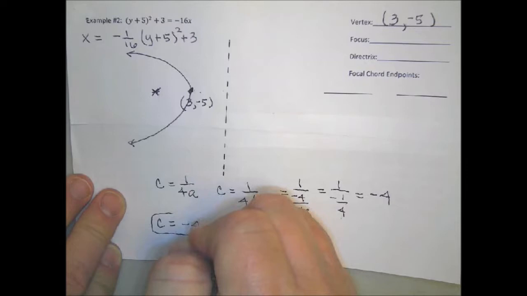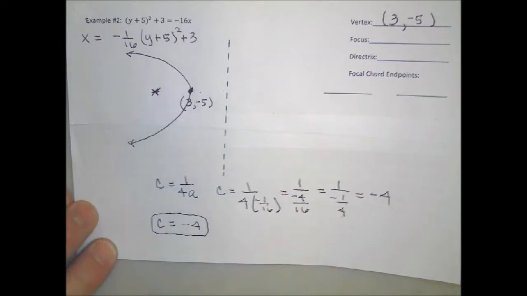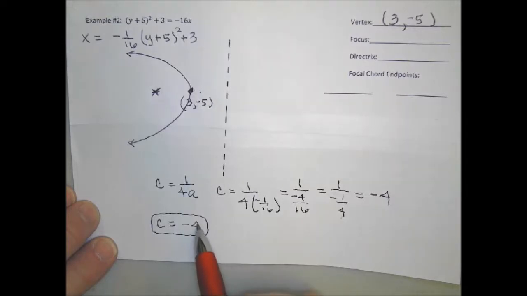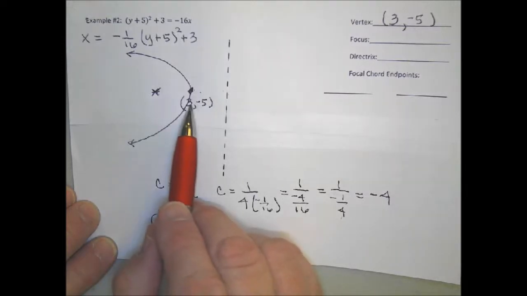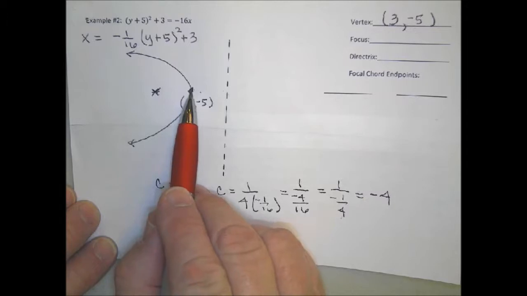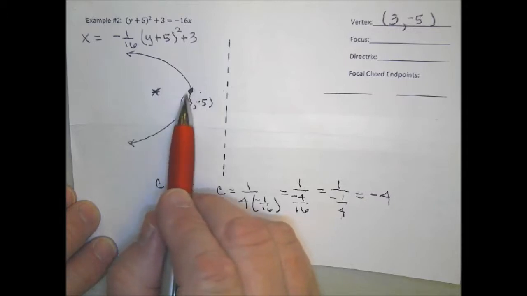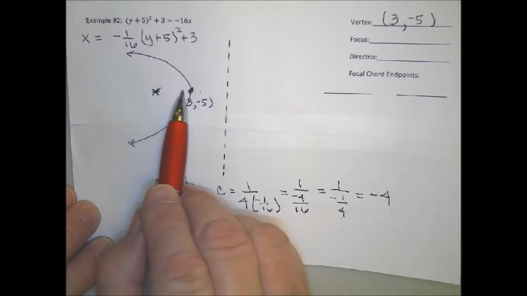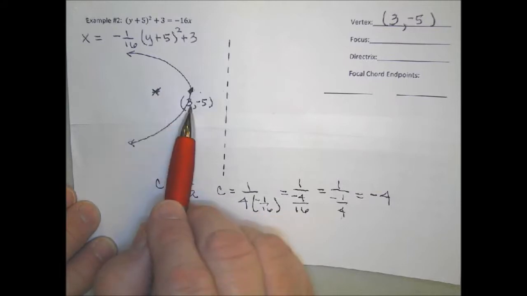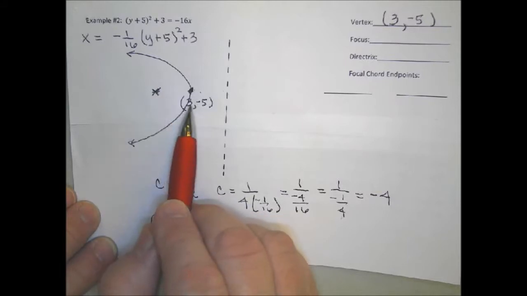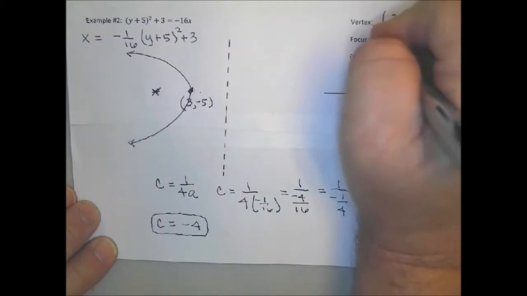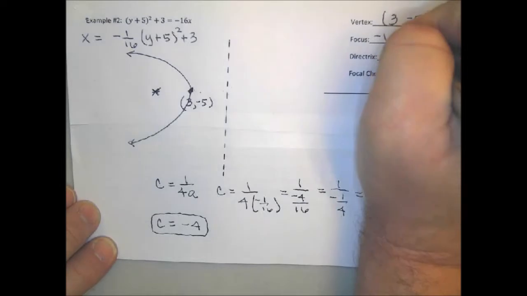And the negative simply means I'm going to go to the left to find the focus instead of going to the right if it were positive. So if I'm at 3, negative 5, and I go 4 units to the left, I'm at negative 1, negative 5, because when you move to the left, you affect the x-coordinate. So 3 plus negative 4 is negative 1. So I would be at negative 1, negative 5.